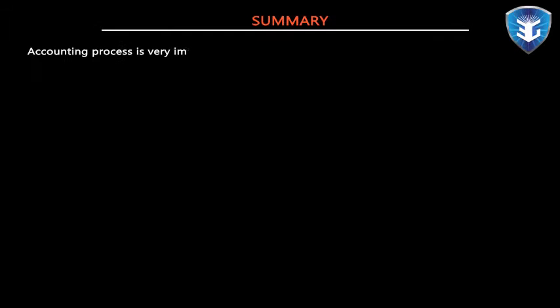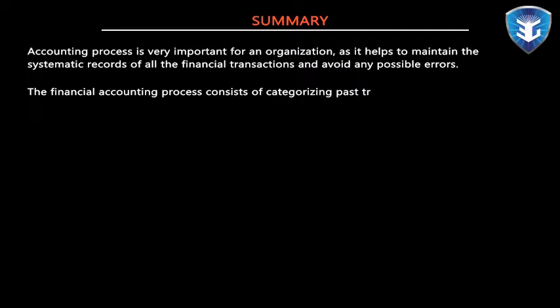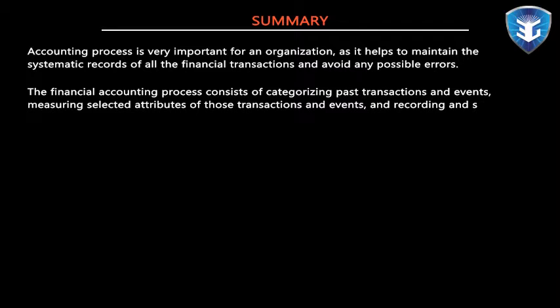Now, in the end, let us summarize what we have learnt in this lecture. The accounting process is very important for an organization as it helps to maintain systematic records of all the financial transactions and avoid any possible errors. The financial accounting process consists of categorizing past transactions and events, measuring selected attributes of those transactions and events, and recording and summarizing those measurements.